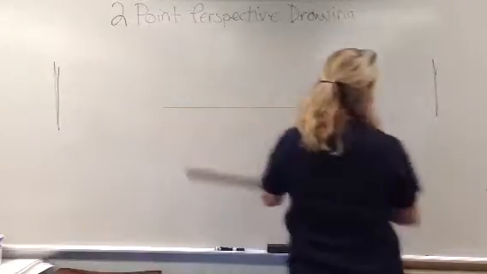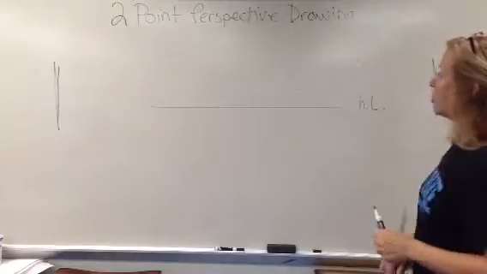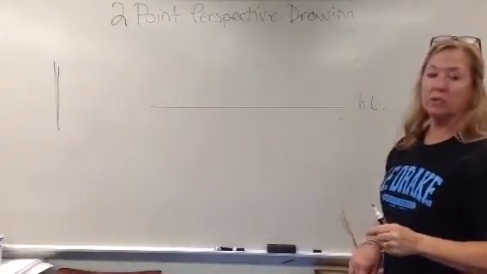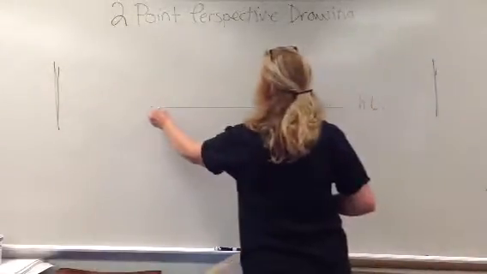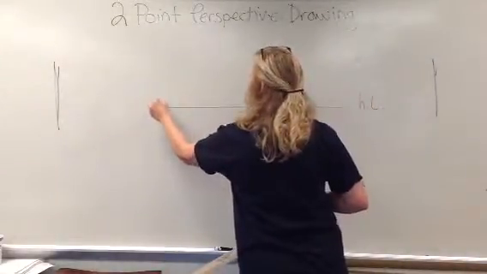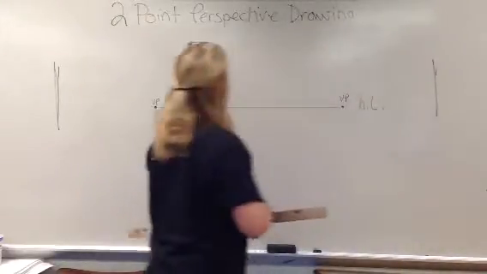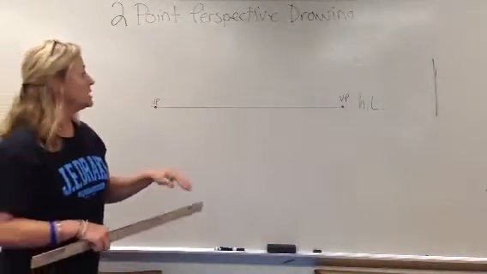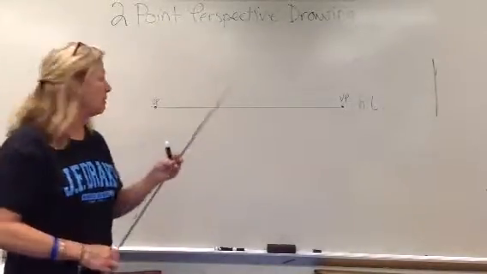Our horizon line, and I'll label it with the HL. Then we're going to put on our vanishing points. In 2-point perspective drawing, you use 2 vanishing points. I'm going to put a vanishing point on the left and a vanishing point on the right. This is the same with 1 point, except with 1 point we just had 1 vanishing point.